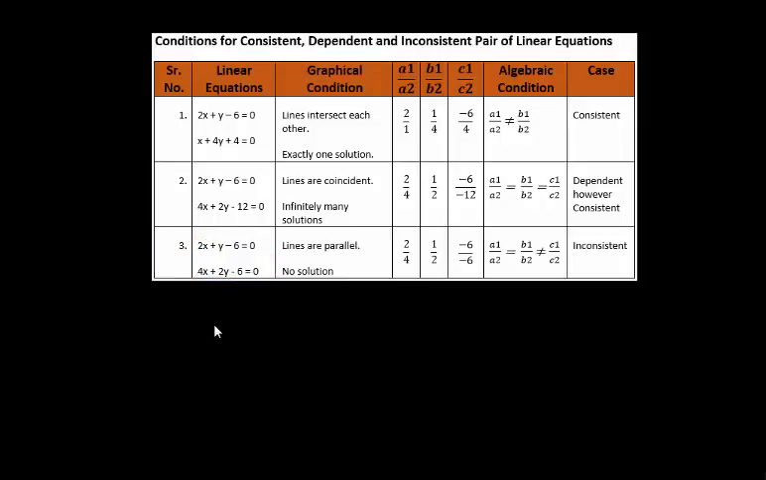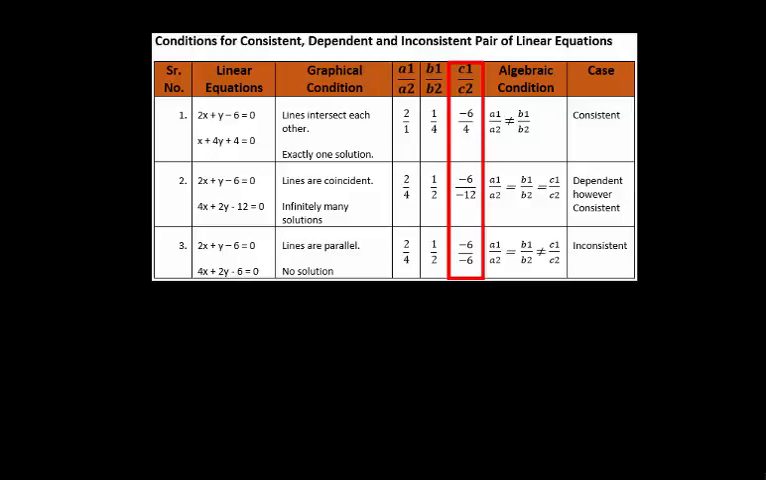Now this can be represented algebraically as well. In the fourth column, the ratio of a1 to a2 is taken. So what is meant by a1? a1 is nothing but the coefficient of x in the first linear equation, and a2 is the coefficient of x in the second linear equation. Similarly, b1 is the coefficient of y in the first linear equation and b2 is the coefficient of y in the second linear equation. Now c1 is the constant in the first linear equation and c2 is the constant in the second linear equation.